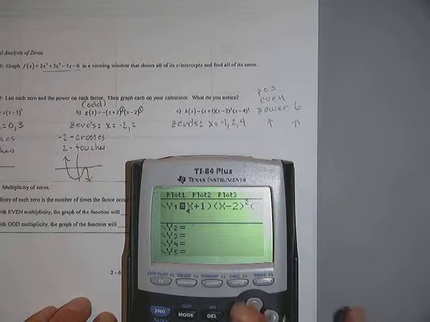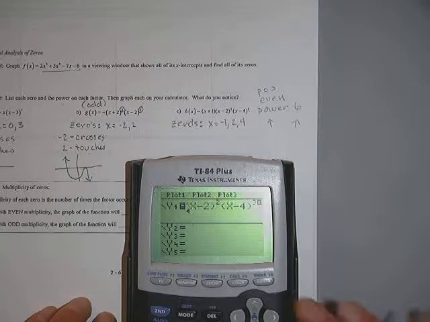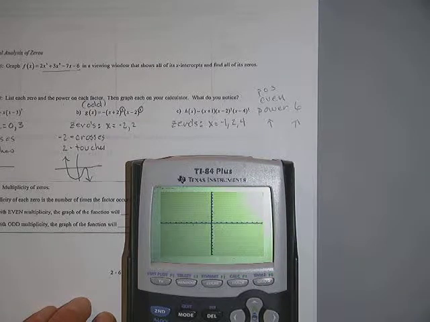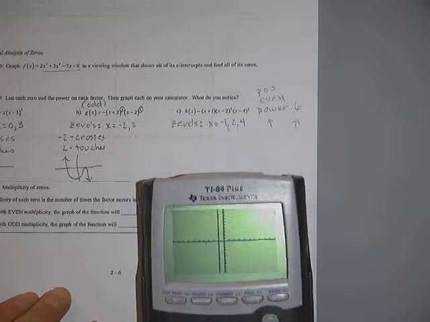Okay, this was x minus 2. What was the power? 2? What was the one on the other one, the last one? X minus 4? To the third. Okay.